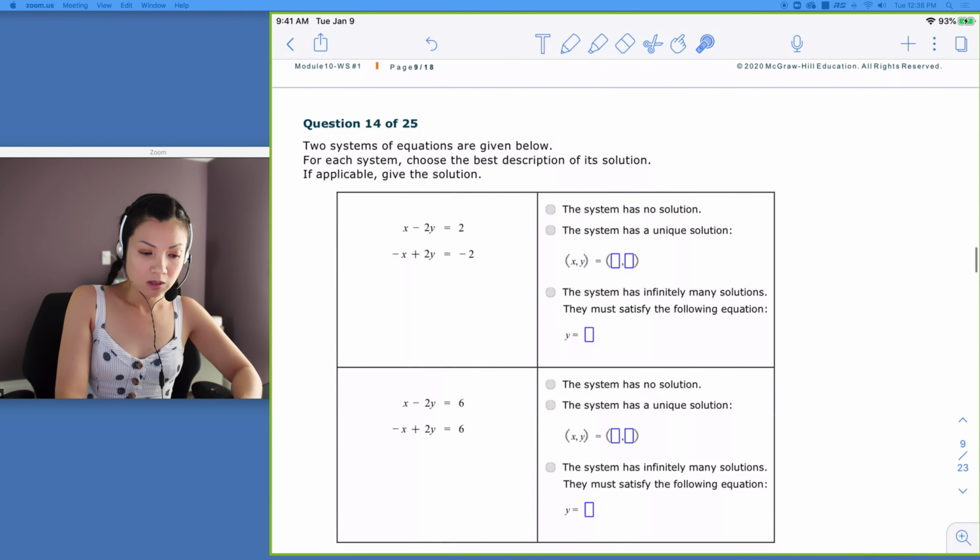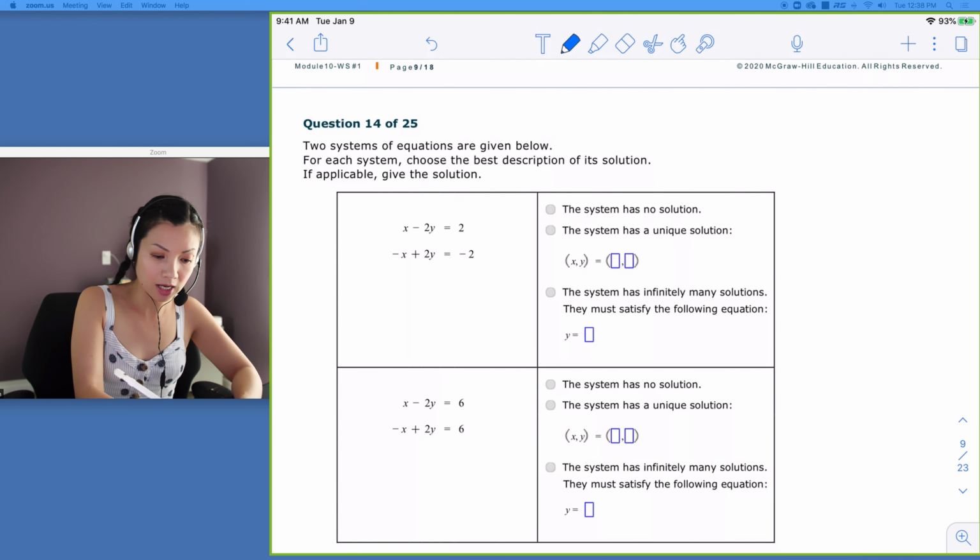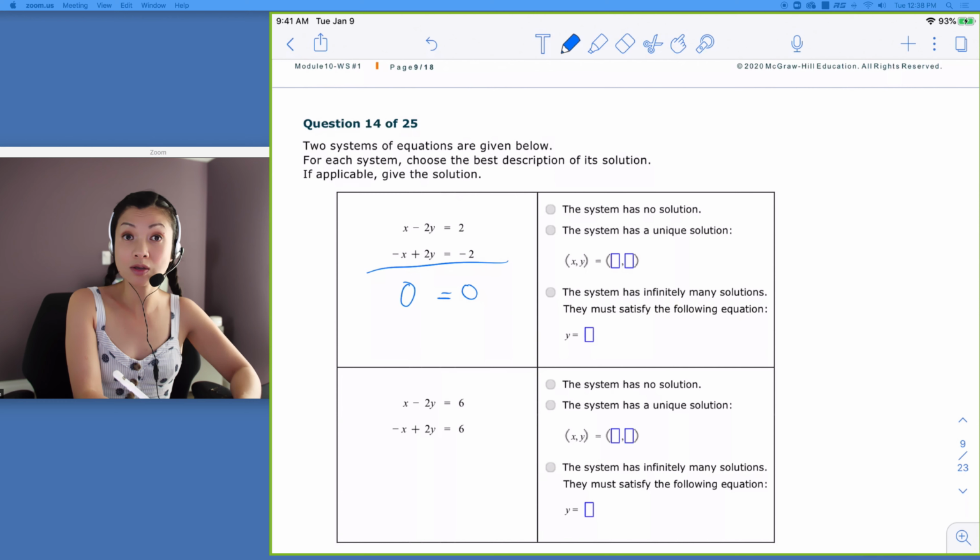Okay, this one is straightforward. I'm just gonna go ahead and add. Now it turns out when I add, everything cancels out and I end up with 0 equals 0, which is a true statement. So when you have a true statement, the system has infinitely many solutions, so it's going to be this one. And then to answer y, you can just pick the first one or the second one and isolate y. So I'm going to pick the first one.